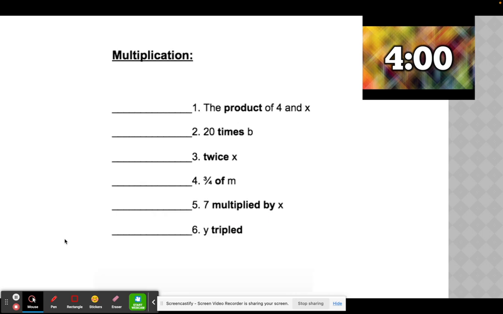Multiplication, the product of 4 and X, 4X. 20 times B, 20B, twice X. Now you might not think that I gave you any multiplication there, but twice means times 2, so that would just be 2X. 3/4 of M, 3/4 M. 7 multiplied by X, 7X, and Y tripled. So tripled means times 3, so that would just be 3Y.